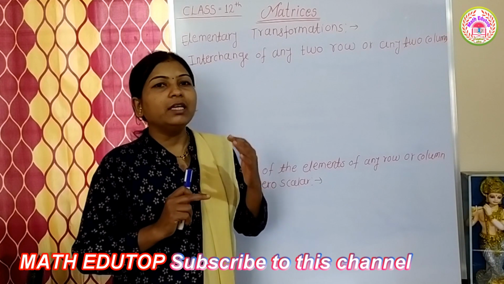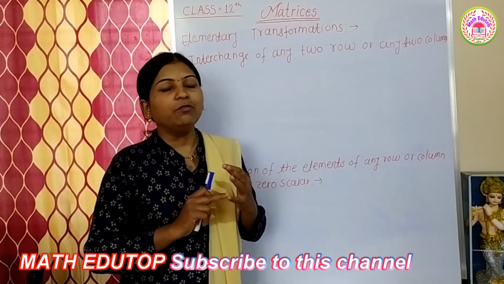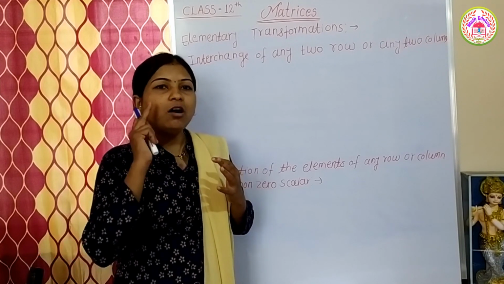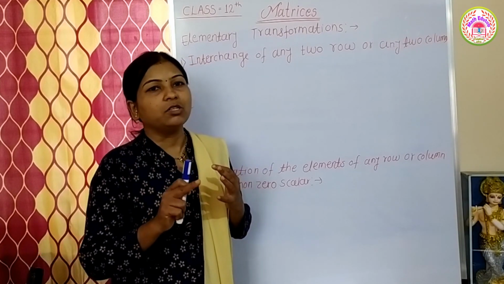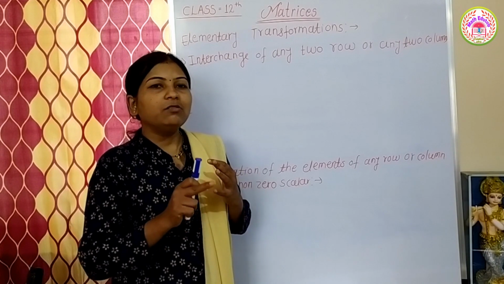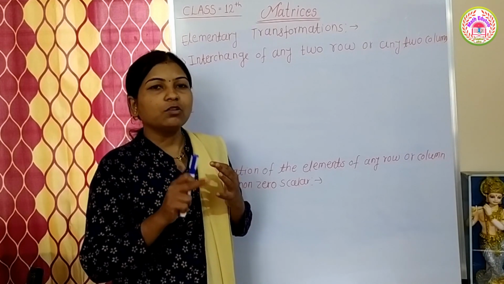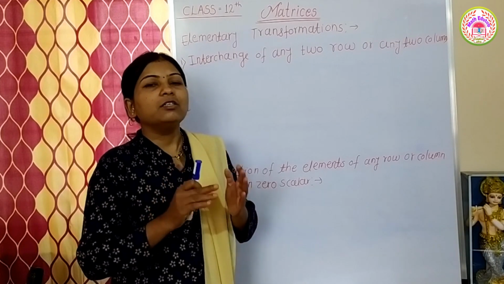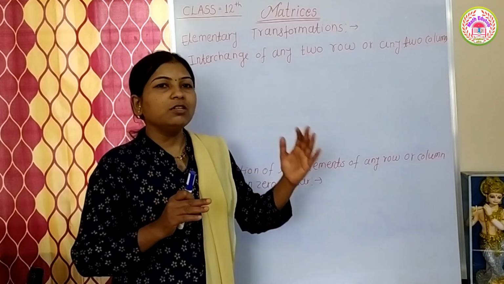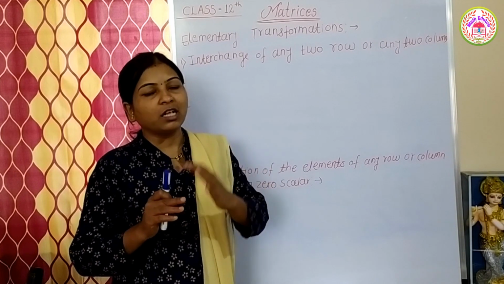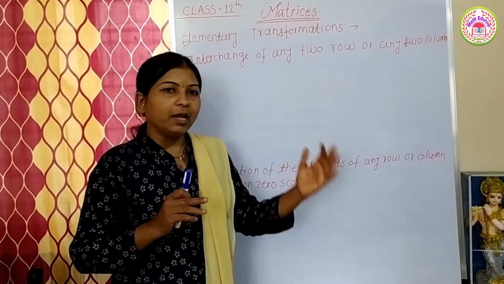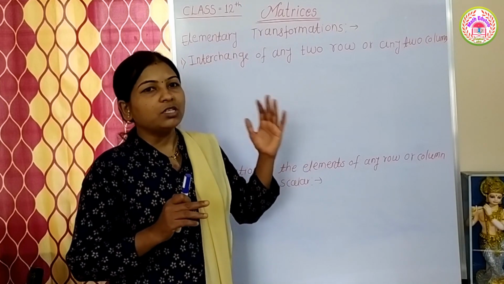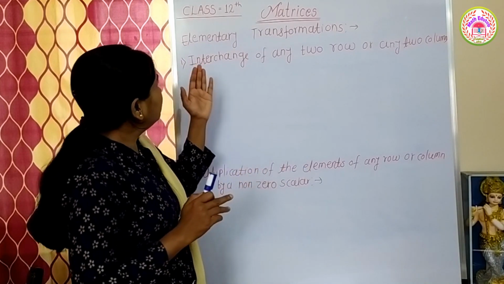For solving an example, if it is particularly given to solve it using row transformation, then we have to use only row transformation. If it is particularly given to use column transformation, then you have to use column transformation. But if it is not given, that is, it is just given to solve the example using transformation, then you can apply row transformation or column transformation. Then we start our first elementary transformation.